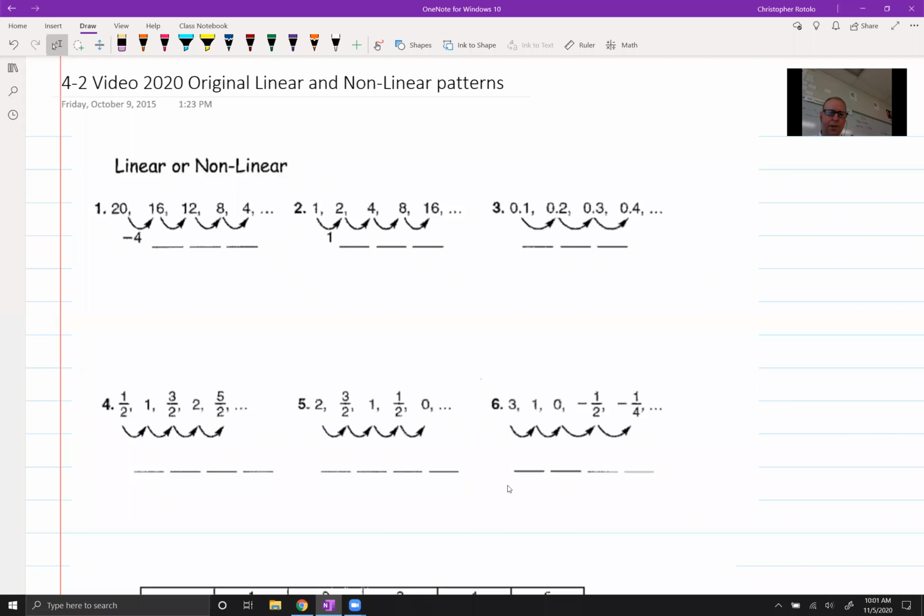All right, guys, we're going to move into chapter 4. First thing we're going to talk about is just linear versus nonlinear. You are familiar with a few things in linear, right? Slope-intercept form, some of those items. So just identifying if something is linear.